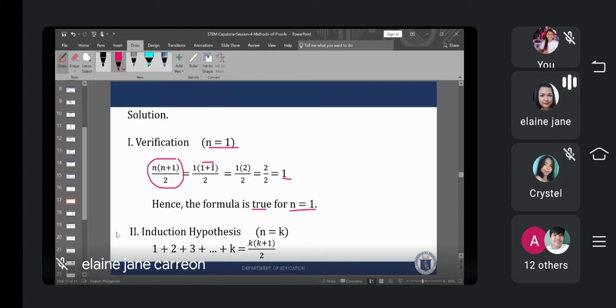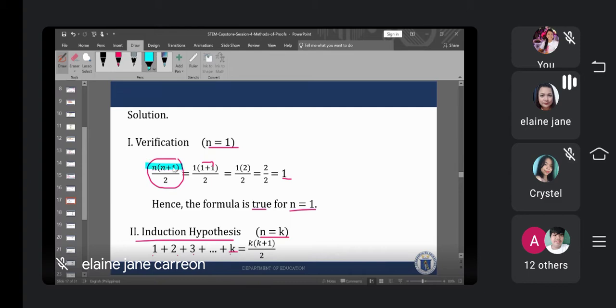Second stage, induction hypothesis. We let n is equal to k. Walang gagawin dito, kundi papalitan lang si n by k. Okay? So, this is our original, this is our formula after we substitute n by k. So, 1 plus 2 plus 3 up to k, pinalitan lang natin ha, wala tayong ginawa, pinalitan lang natin ng k si n equals, so this is our original, okay?